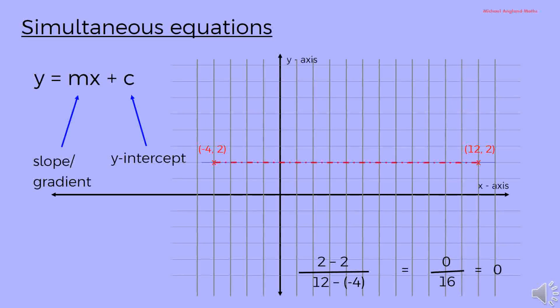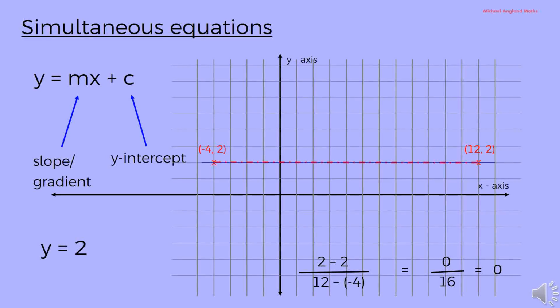What does that mean? Well, if we now plug that into the equation, our equation is of the form y is equal to mx plus c. m is now 0, so we have y is equal to 0x plus c, which is y is equal to c. Now, c is the y-intercept, and where does this cross? It crosses the y-axis at 2. So our equation in this case becomes y is equal to 2.